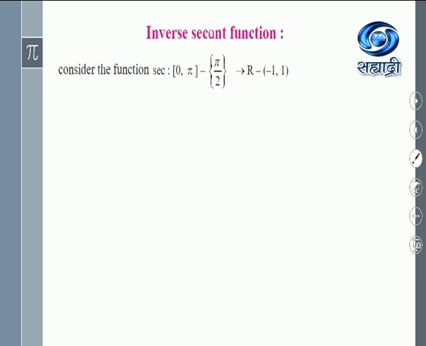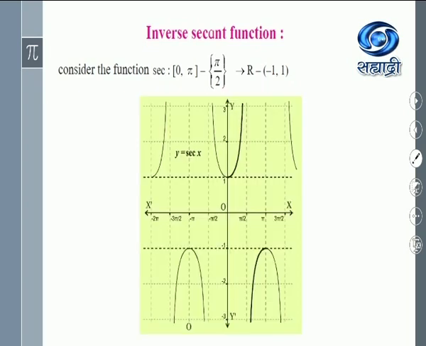Here we already restricted the domain, so let us have the graph of the sec function. Look at the interval 0 to pi. So we consider x equal to 0 to pi. In this interval, this darkened branch is one-one and onto.